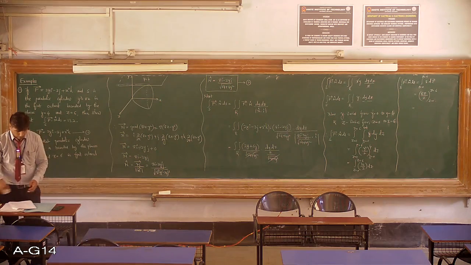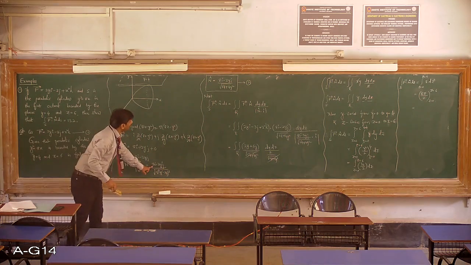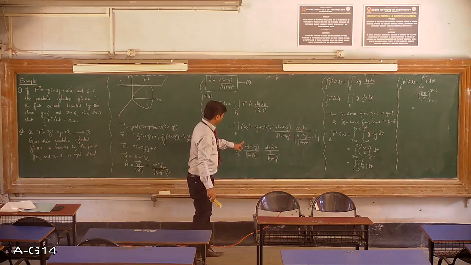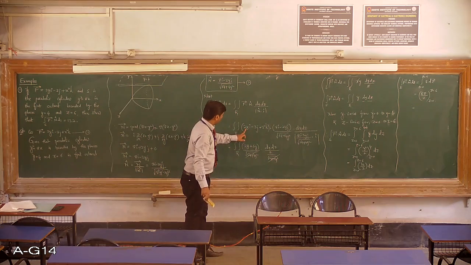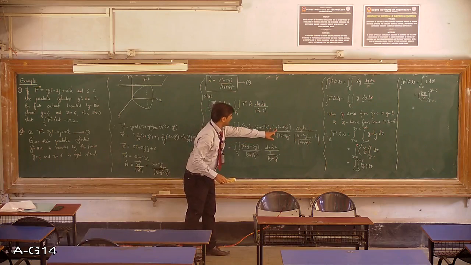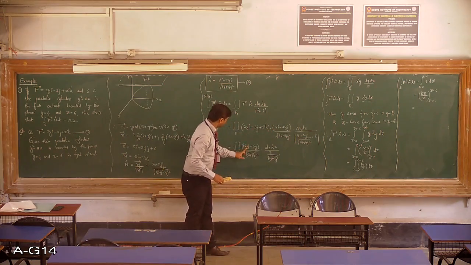And there is a small correction. I think I have made a small mistake. Here it is 8i that is there. So here I have made 2i into 8, it is 16. Sorry, this is 16, 2i into 8 is 16. Then it is plus 6, that is correct.